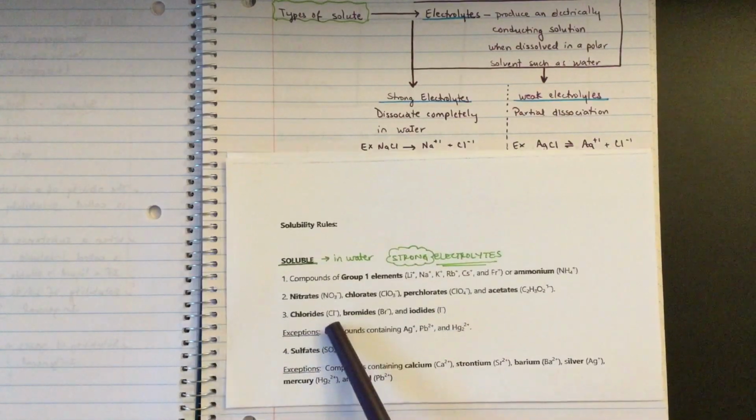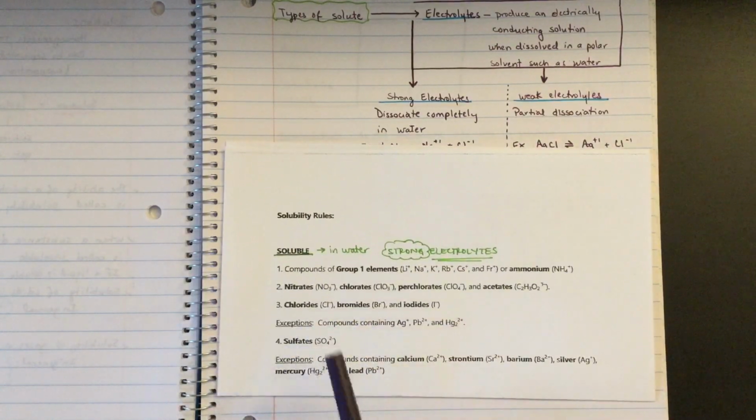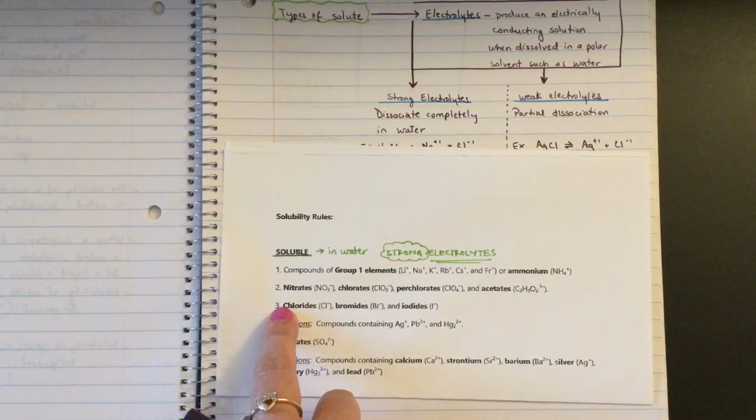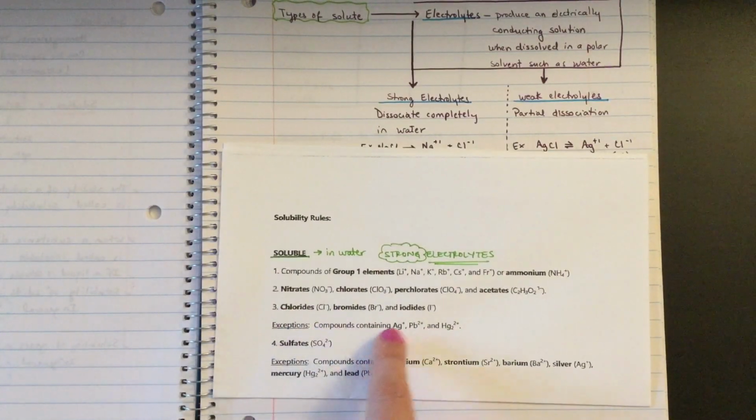If you combine chloride with an element in group 1 or group 2, your positive metals, they will be soluble, but when they are with silver, lead, or mercury, they will be classified as insoluble. That's why these 3 are listed under rule number 3. They are exceptions to rule number 3 only. Okay.